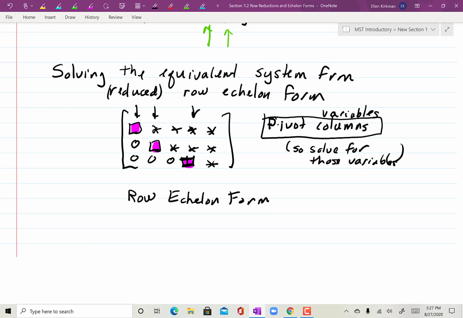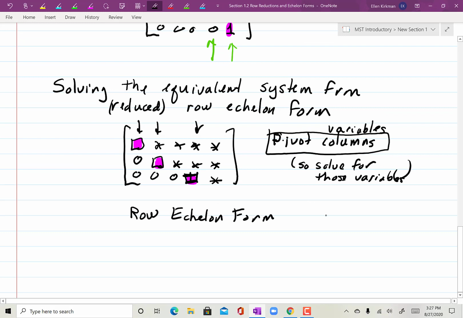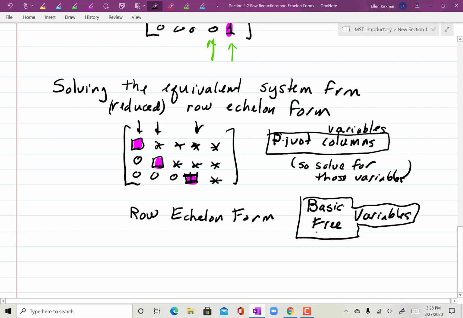So the other columns are referred to as basic or free variables. Either term is used in the text. I think they end up using free more than basic, but when they introduce it, they talk about basic. And so these are the variables that we make arbitrary.